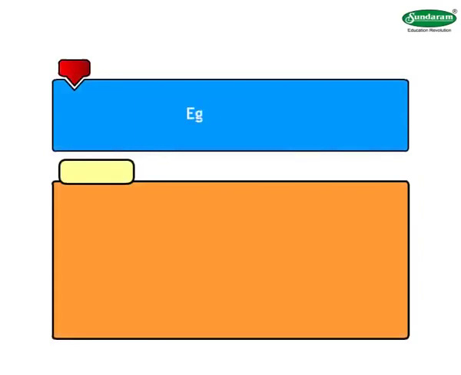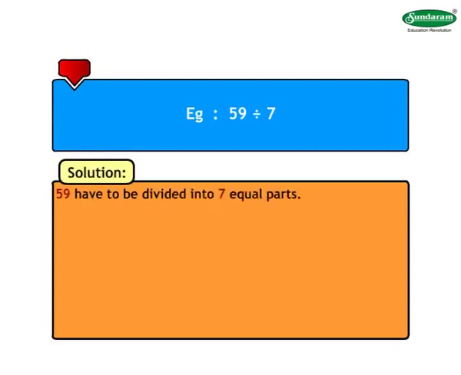Let us consider another example of division. Divide 59 by 7. Solution. 59 have to be divided into 7 equal parts. 59 is the dividend and 7 is the divisor. Place the numbers as shown considering the digit to the extreme left of the dividend 59, that is 5. 5 cannot be divided by 7, so we will consider both digits 59 together. Recollect table of 7. As we know, 7 into 8 is equal to 56.